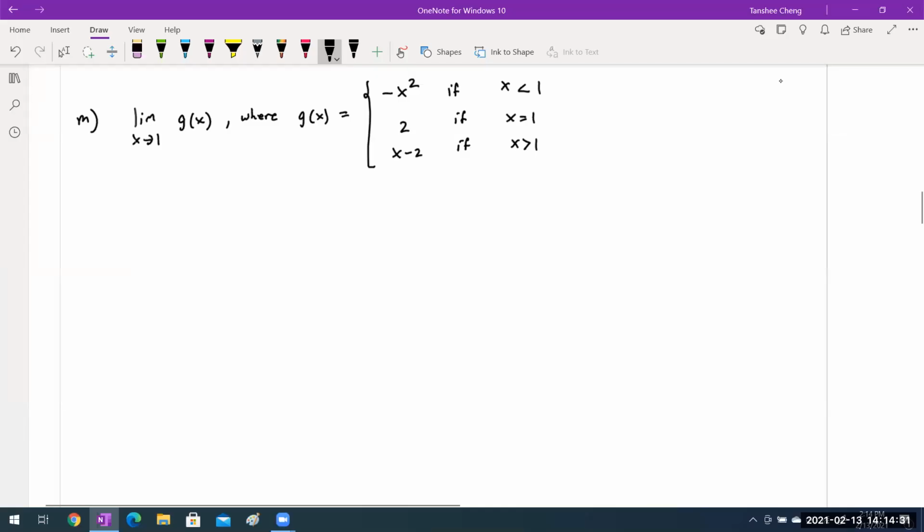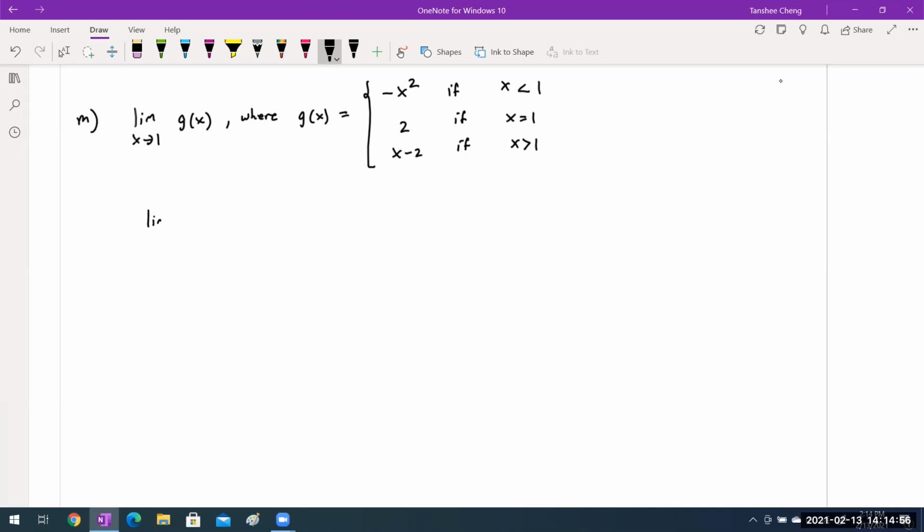Example M: the limit as x approaches 1 of g of x, where g of x is defined to be a piecewise defined function right here with restricted domains. When x is less than 1, we will be using the formula negative x squared. When x is equal to 1, we will be using the formula 2, and when x is greater than 1, we will be using the formula x minus 2.